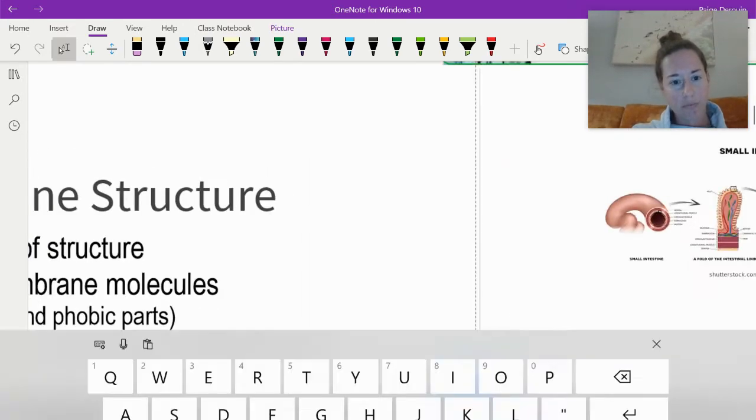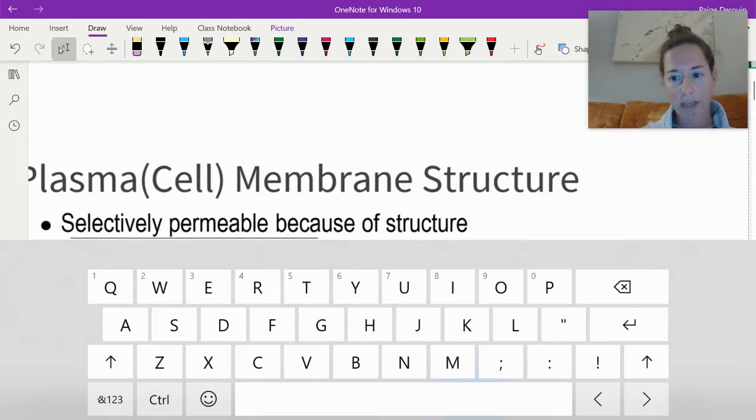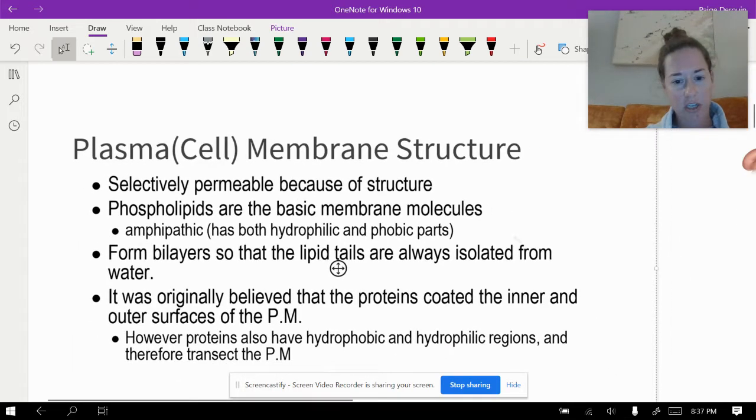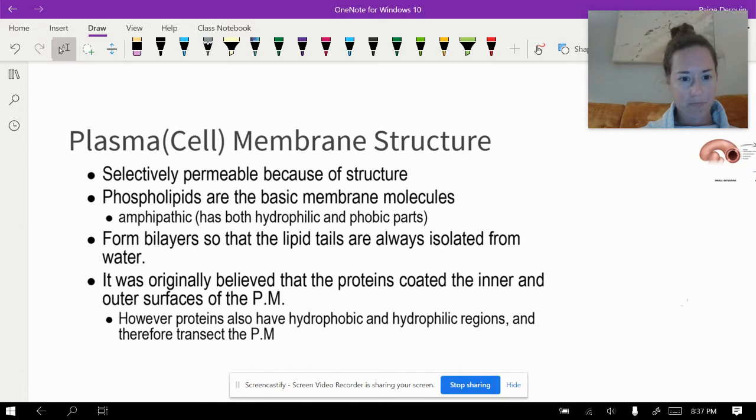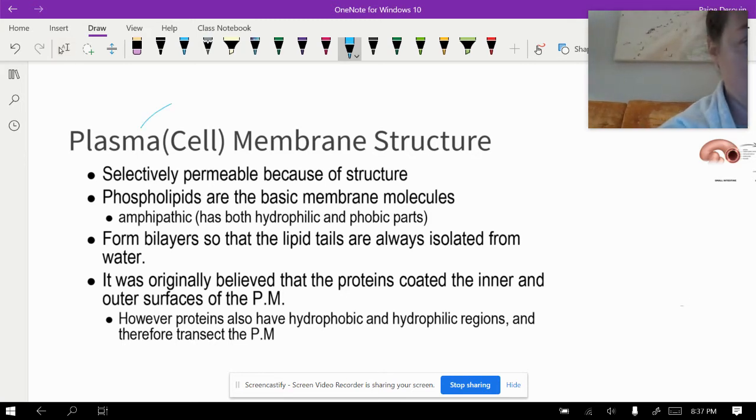Okay, so that's why it's important. But now let's talk about the actual structure of the cell membrane. The cell membrane, you've probably heard this term before, is also called the plasma membrane or the phospholipid bilayer. So you can call it any of those things. I'll just put a note up here.